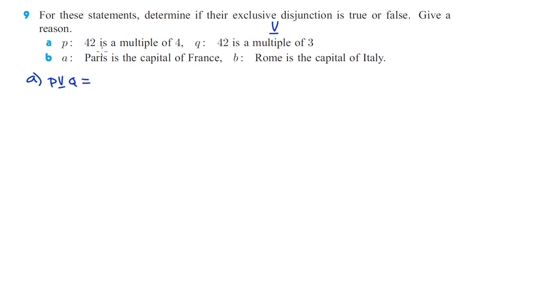So 42 is a multiple of 4, that is false. 42 is a multiple of 3, that is true. So since we have one false and one true, that would make this true for the exclusive disjunction.